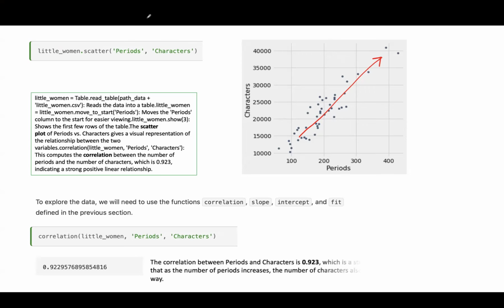So as you can see, the correlation between periods and characters is 92.30%, which is suggesting a positive correlation between these two variables. It means that as the number of periods increases, the number of characters also tends to increase in a fairly linear way.